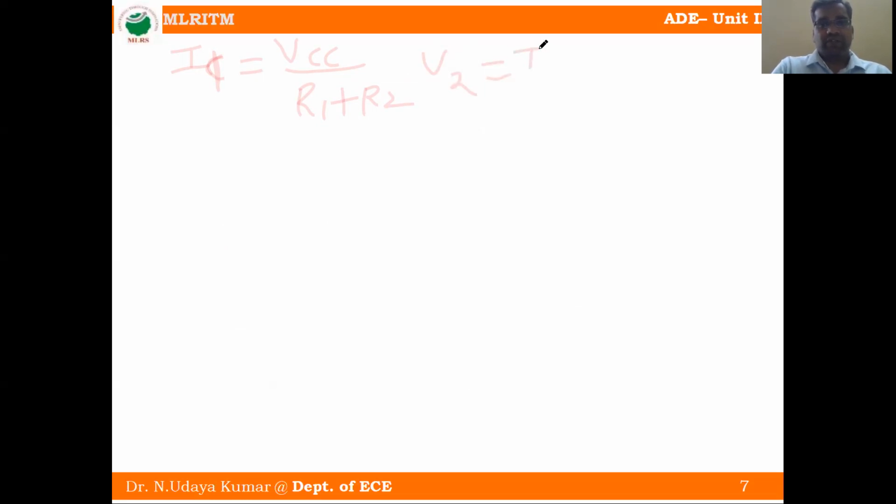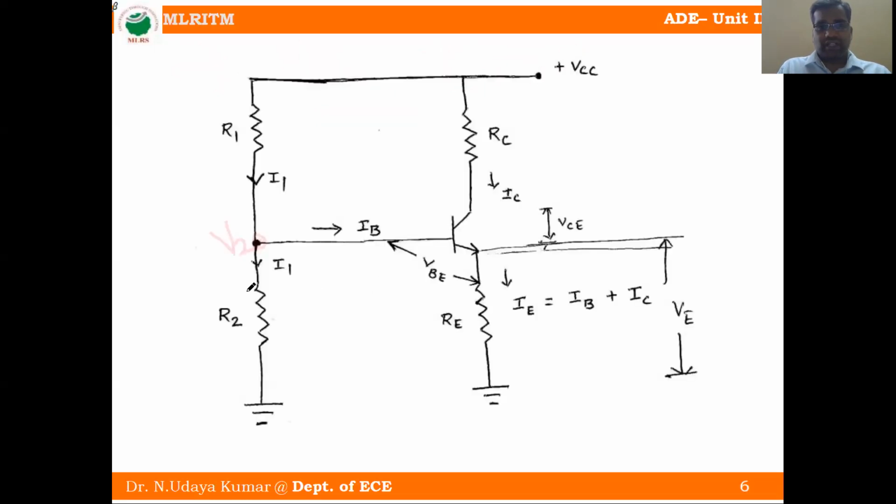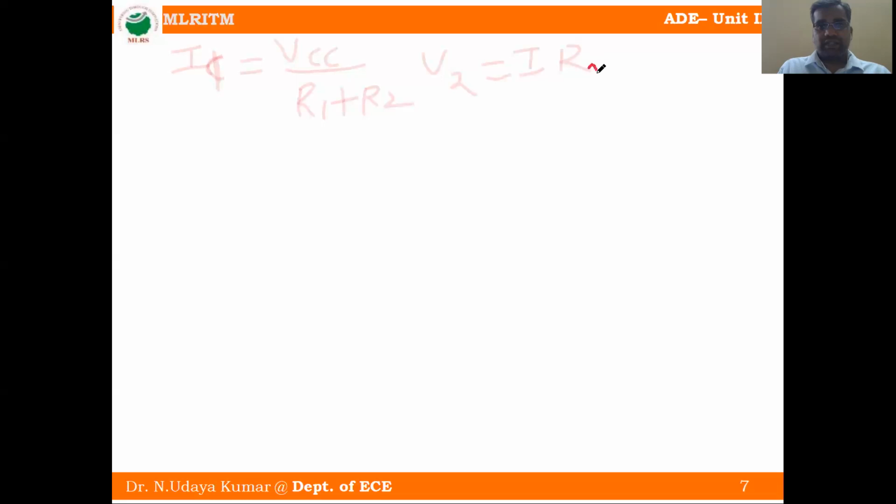The general formula is voltage is equal to current into resistance. Across R2 means the resistance is R2. So what is the current? Current is equal to voltage by resistance, VCC by the total resistance R1 plus R2, into R2. Okay, this is the voltage. Understood this one? It is the voltage dividing method.